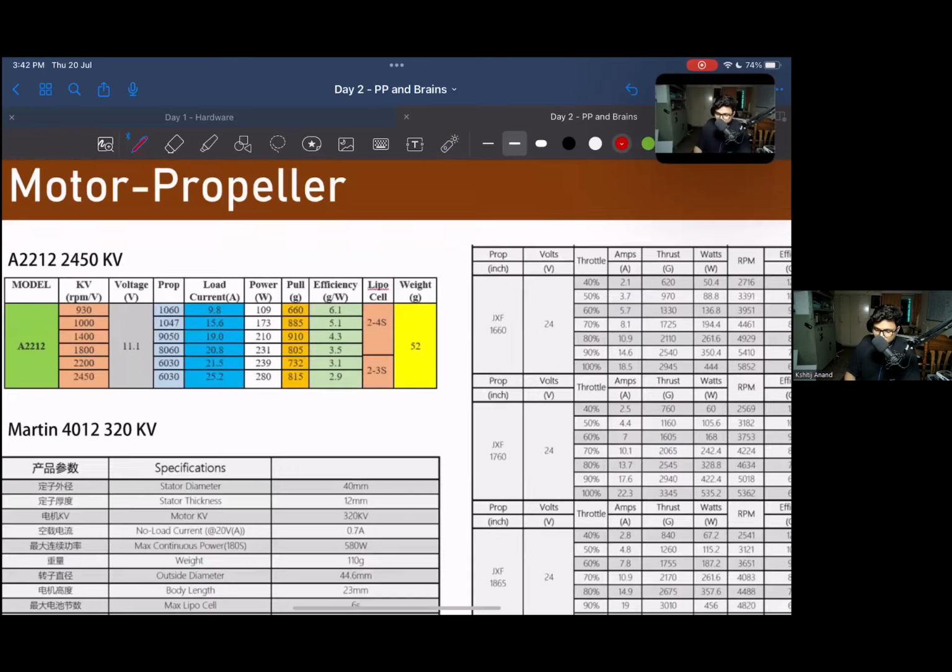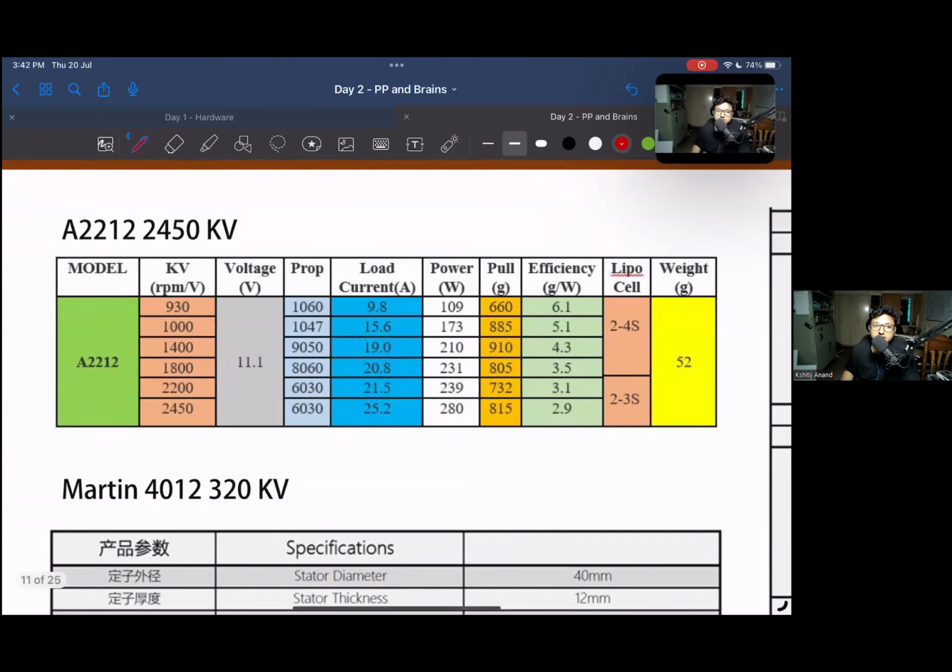Okay, so this is the data sheet of the A2212 2450 kV. Now look carefully. This is how you read a data sheet, and it is very important that you learn how to read a data sheet of motors. Otherwise, you won't be able to select which propeller to use. Now it is giving you that the A2212 motor, 22 stator diameter and 12 stator height, comes in these variants.